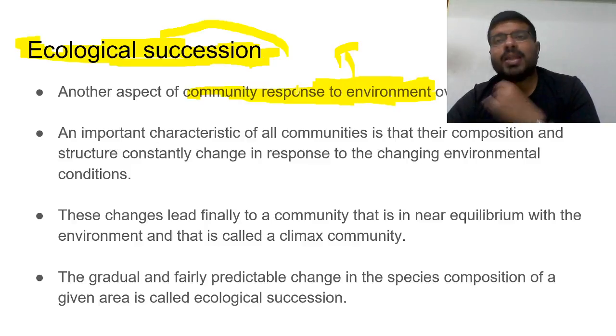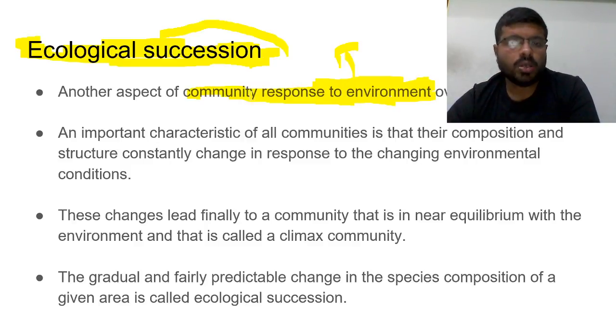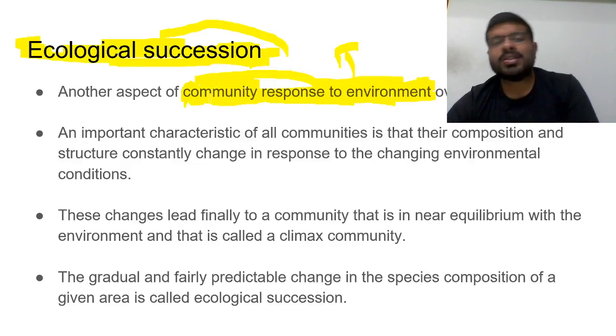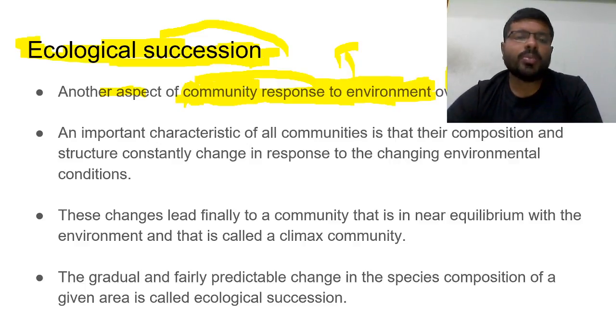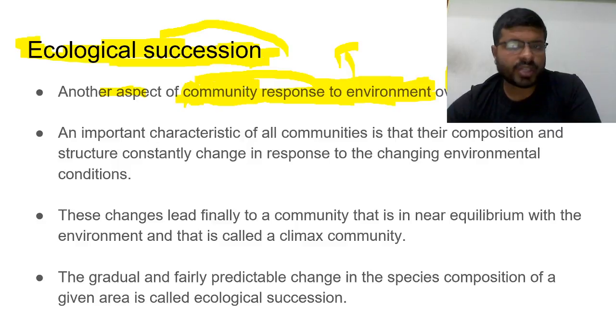Similarly, this is how plants and animals react. The ecosystem as a whole responds in some way. This is what community response is. Community means the group of plants and animals that respond to environmental conditions. Ecological succession is another aspect of community response, but over time. How the community responds over a period of, say, 100 years or 1000 years is called ecological succession.